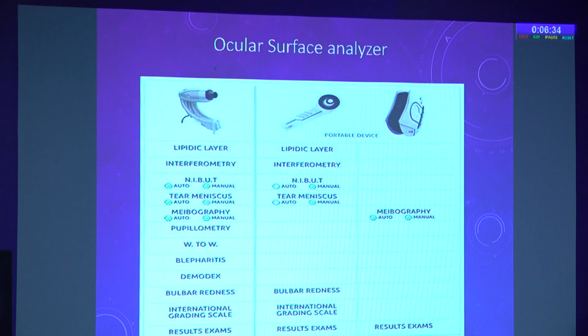We have an ocular surface analyzer, which can be slit lamp mountable or a portable device, which measures the lipid layer thickness, interferometry, non-invasive breakup time, tear meniscus height, meibography, white to white, blepharitis, Demodex, and the bulbar redness, and uses a constant international grading scale, and according to that defines the dry eye as mild, moderate, and severe.